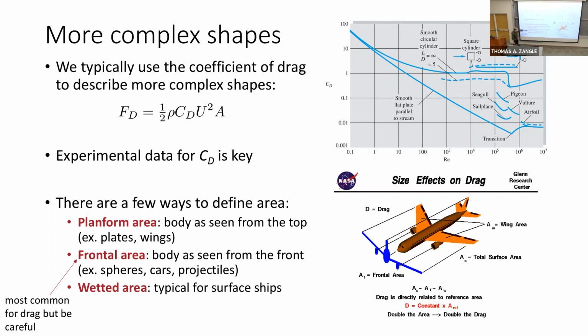So for drag, we're most often concerned with frontal area. This frontal area is what has a more direct relationship to the wake behind the object. In some sense, if we increase the size of the frontal area of an object, we're also going to increase the size of the wake. And the wake is one of the most important contributions to drag around real objects, particularly with bluff-shaped objects like a square cylinder or a sphere. But that's not always true. So you have to be careful.